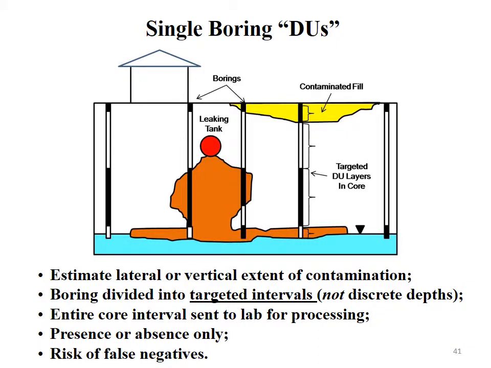Same thing if you were trying to test the depth of contaminated fuel at a specific spot at a site. You put a boring in there and divide up the core into targeted decision unit layers rather than look at individual depths for discrete samples. In this type of investigation, you're only relying on a single boring, or a small number of borings. You can't really trust the concentration you get, but it'll give you a good idea whether contamination is present or absent.